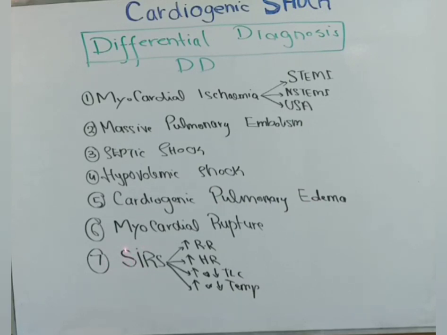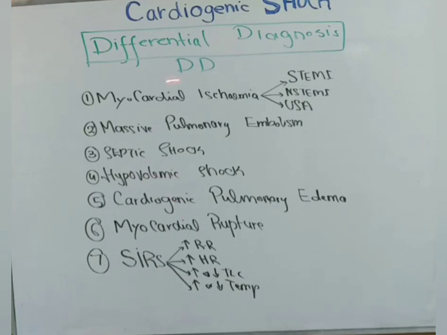systemic inflammatory response syndrome, because in systemic inflammatory response syndrome, any two of the four should be present: respiratory rate more than 20 or PaCO2 less than 32; heart rate more than 90 beats per minute; either the TLC is more than 11,000 or less than 4,000; and either the temperature is more than 100.4 or less than 96.